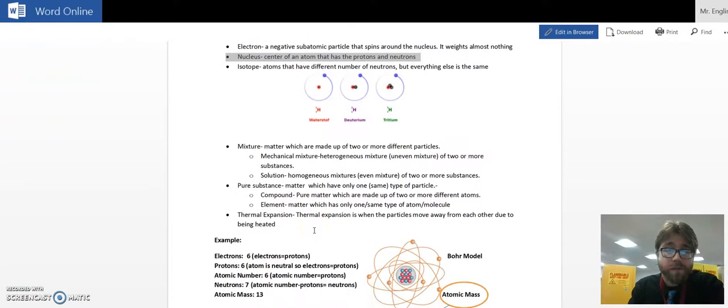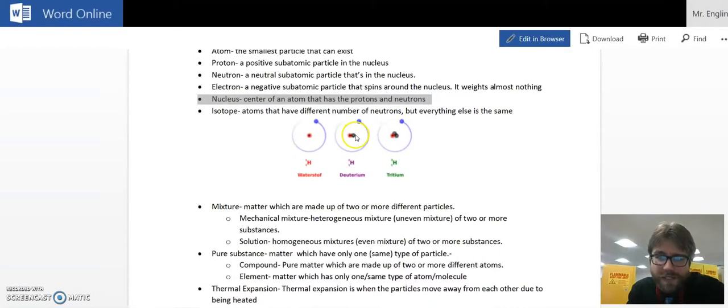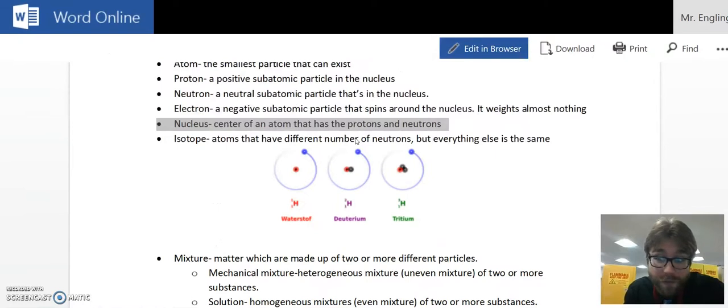Alright, so on to talking about isotopes. So isotopes, those are atoms that have a different number of neutrons, but everything else is the same. So when we look at this picture here, I'm going to try and zoom in for us. Whoa, there we are, zoomed in. These three atoms are isotopes of each other.